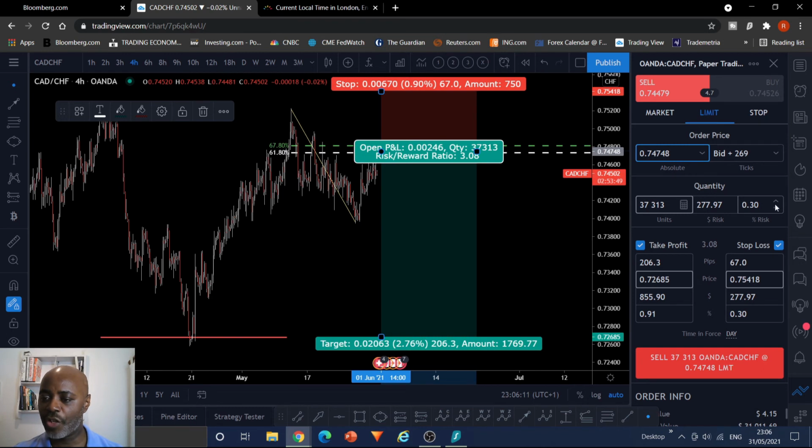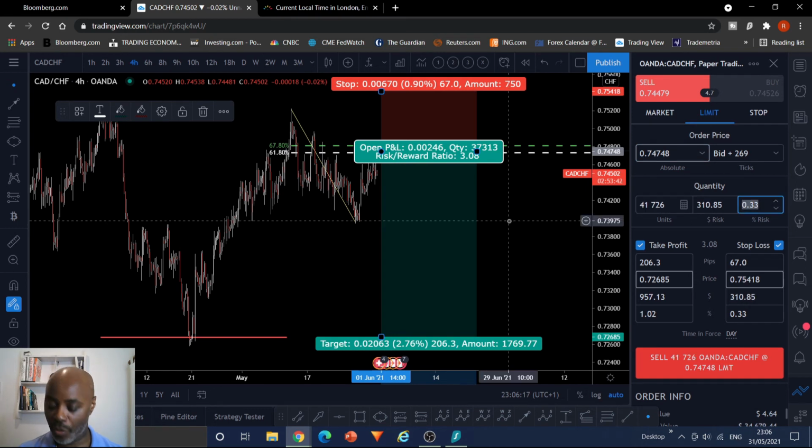This section here is asking me how much of my account do I want to risk? Let's just go in and see what we're looking at. All right, if I risk 1% of my account, that's absolutely perfect. But I'm not going to risk 1%, I'm going to risk 0.75% of my account. That's what I'm going to risk to see if I can make this trade work, guys.